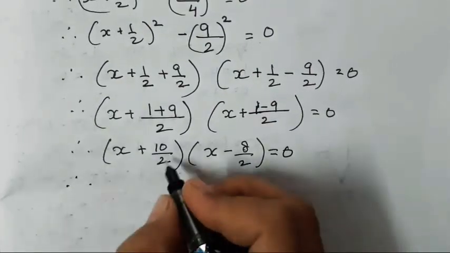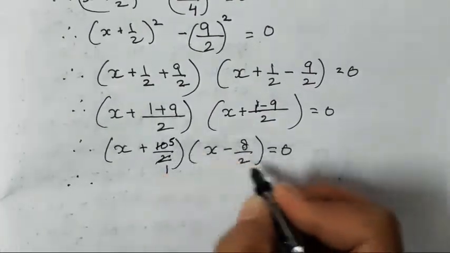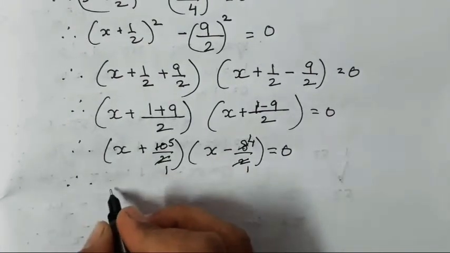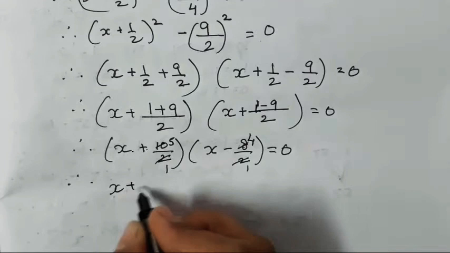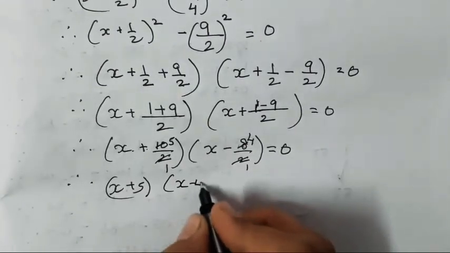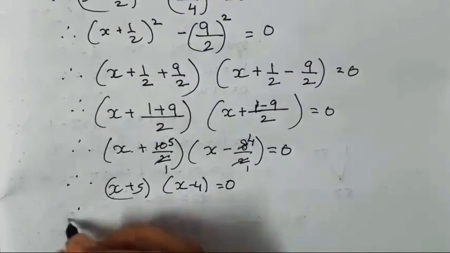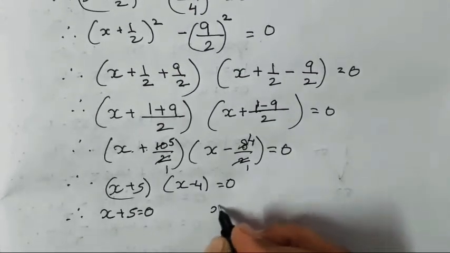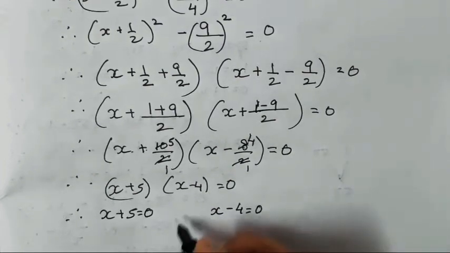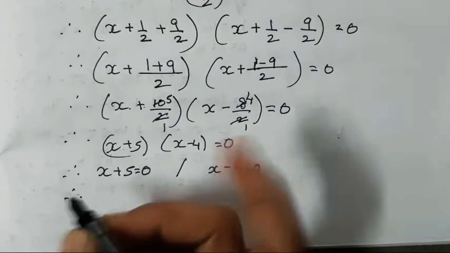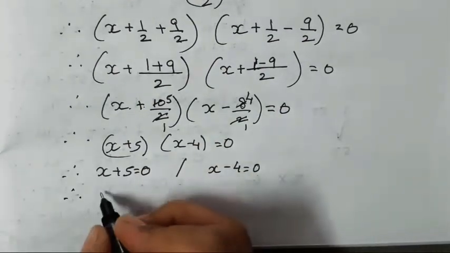Now you will see 2 ones are, 2 5s are, 2 ones are, 2 4s are. Okay, now we have separately got x plus 5, simple equation, x minus 4 is equal to 0. Therefore, x plus 5 is equal to 0 and x minus 4 is equal to 0. Separately, you all have to write the equation because two numbers we are going to get, isn't it?